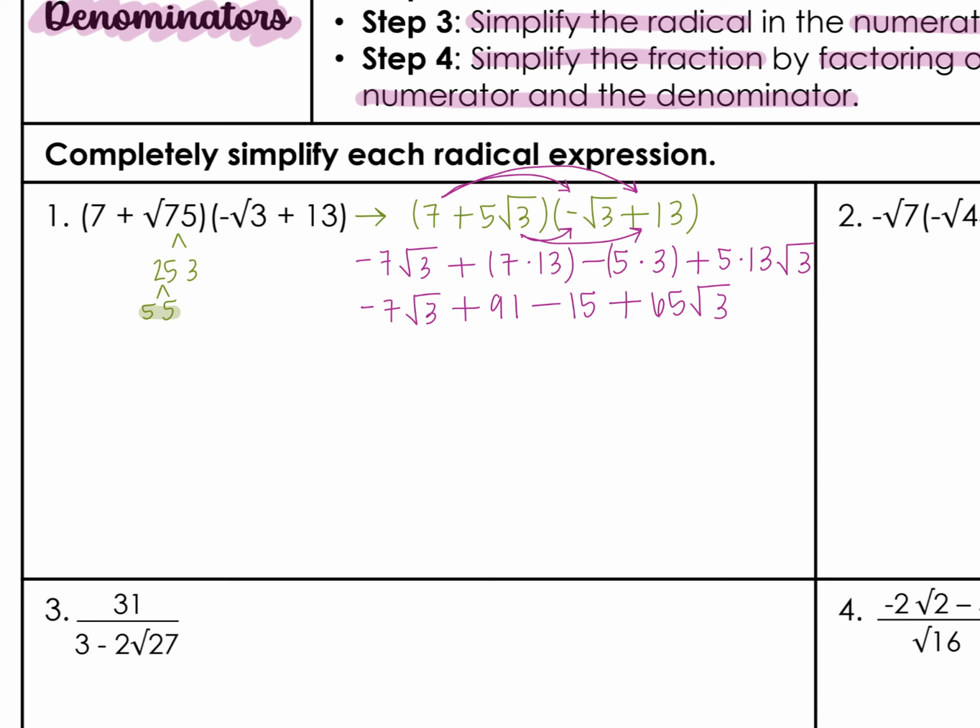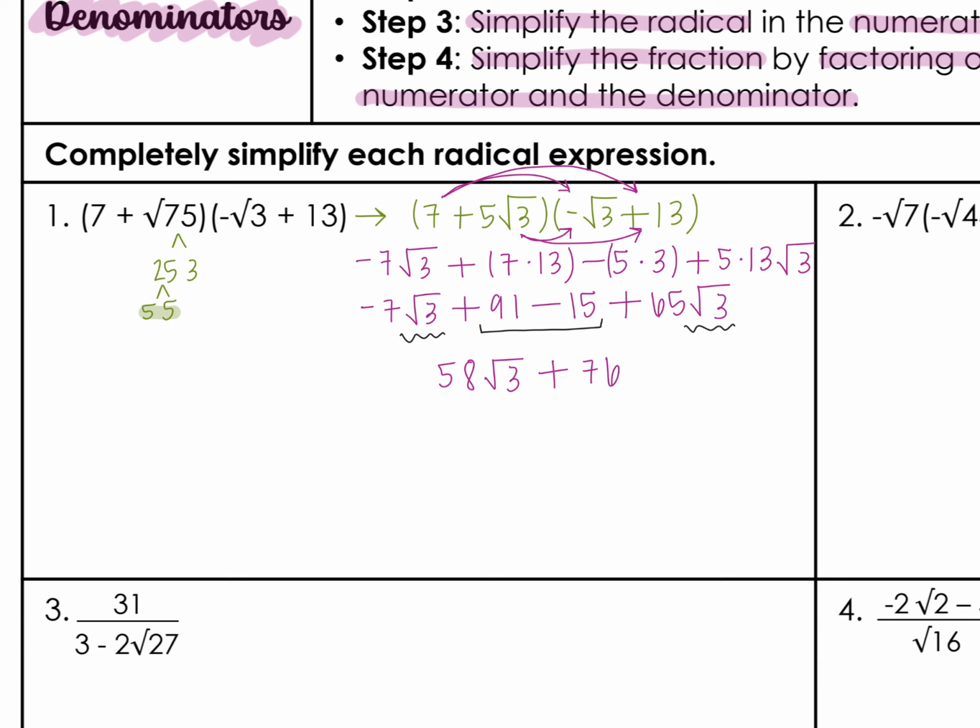All right, so we're going to look here, and we are going to combine our like terms. We see that we have our constants in the middle, so we can combine those, as well as the first term and the last term, which have radicals with the same radicand. Therefore, we can combine them by adding or subtracting the coefficients. So we'll have negative 7 plus 65, which will give me a positive 58 root 3, plus 91 minus 15, which will give me a 76.